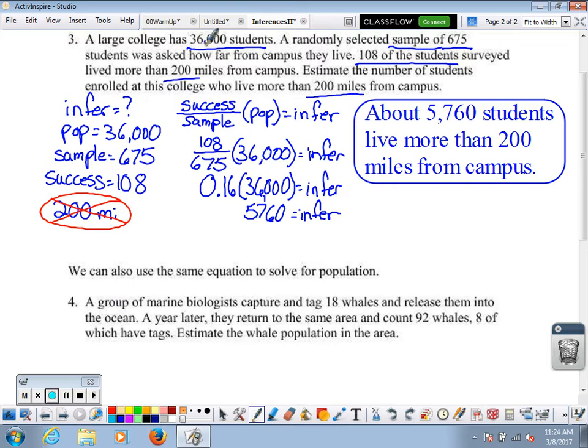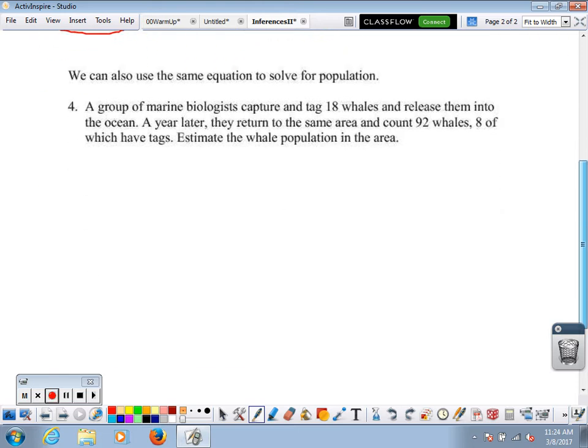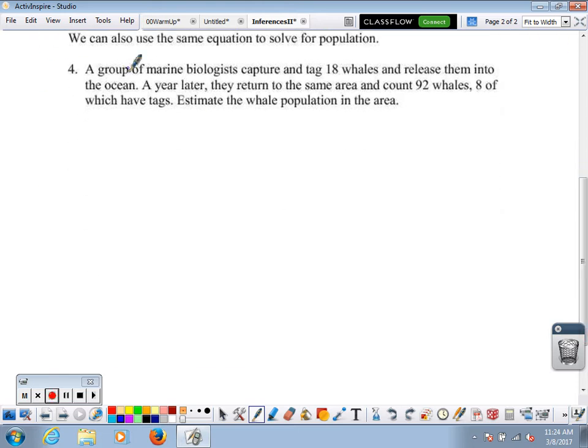So we have 36,000 students in the population, got a sample of 675, 108 of them live more than 200 miles from campus. So 108 over 675 times 36,000 gives us 5,760. Now, we can also use this same procedure to estimate population. We don't necessarily have to solve for the inference. Sometimes we want to solve for the population.